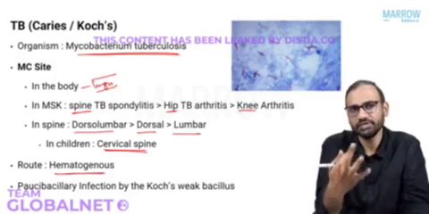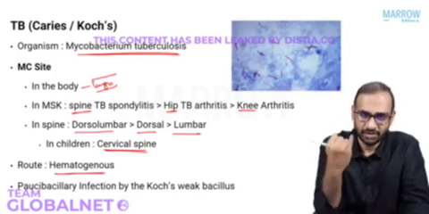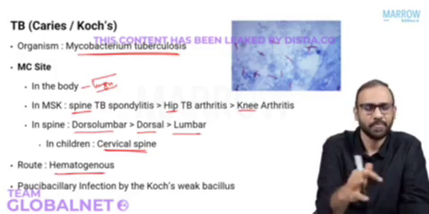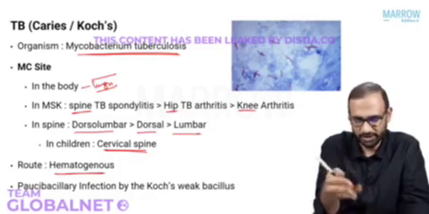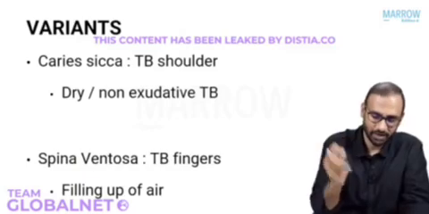So there are three types of tuberculosis that we are going to read: TB of the spine, TB of the hip, and TB of the knee. There are other, rare variants also. You just need to know a few points about them. I'll just mention it here and then we'll forget about it.